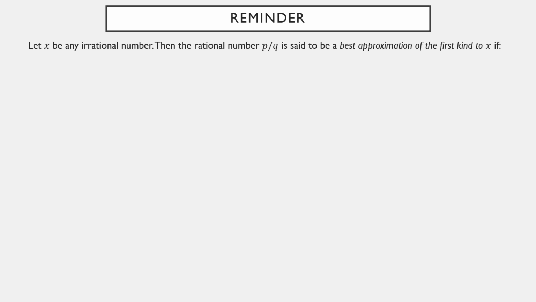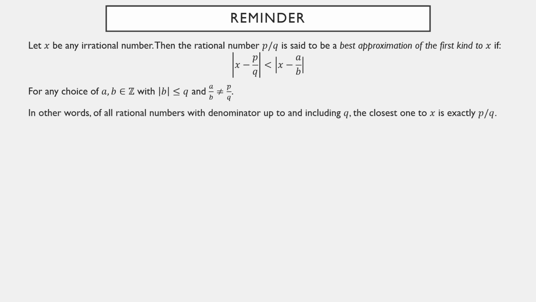If x is an irrational number, then p over q is said to be a best approximation of the first kind to x if the distance from x to p over q is smaller than the distance from x to a over b for any rational number a over b, where b is less than or equal to q and you didn't actually just pick p over q to begin with. In other words, of all the rational numbers whose denominator is up to and including q, the closest one to x is p over q. That's what it means to be a best approximation of the first kind.